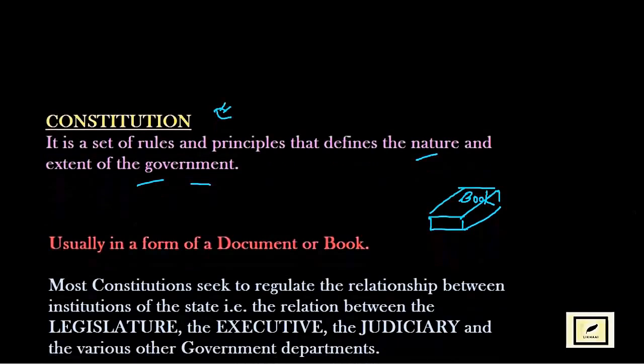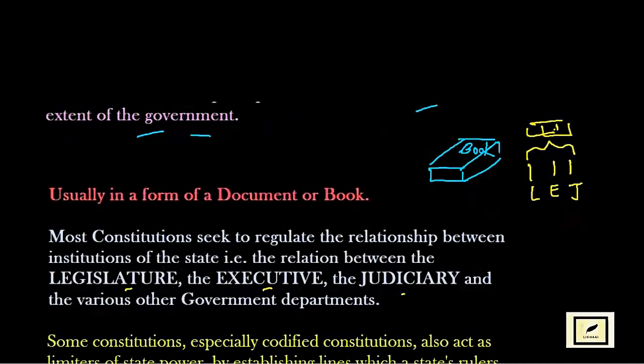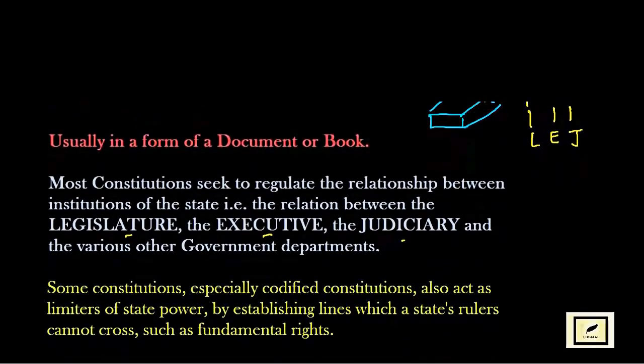Another thing is most constitutions seek to regulate the relationship between institutions of the state. That is the relation between the legislature, the executive and the judiciary. As we all know, government has three pillars: the legislature, the executive and the judiciary. So the constitution defines how these three bodies should work and what the relation between them should be, and also the various other government departments.